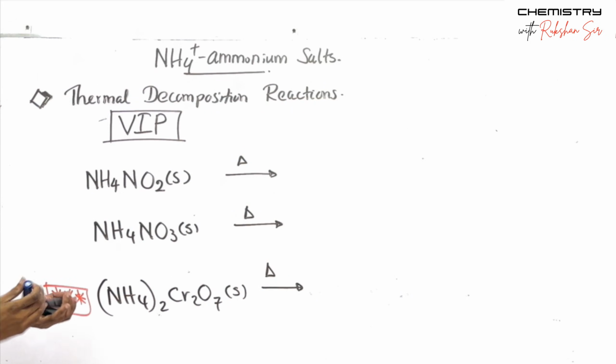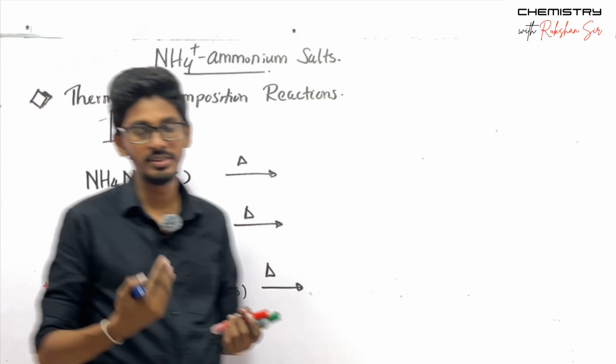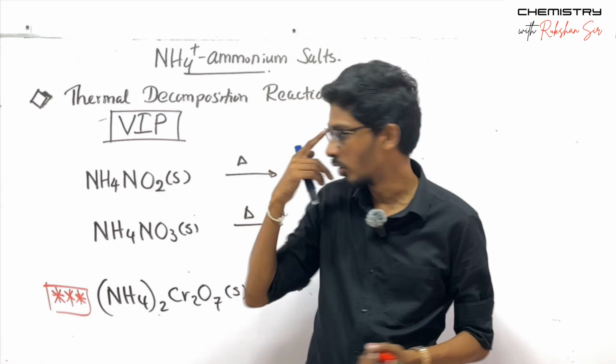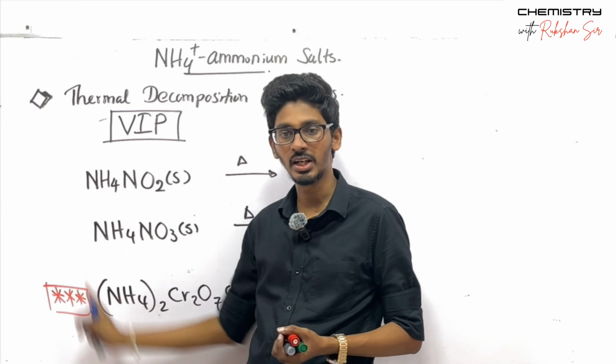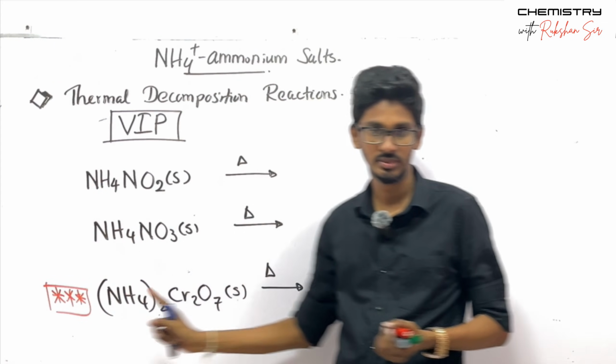In this, all these reactions occur above 100, and always the ammonium salts are coming up with stoichiometry 1.